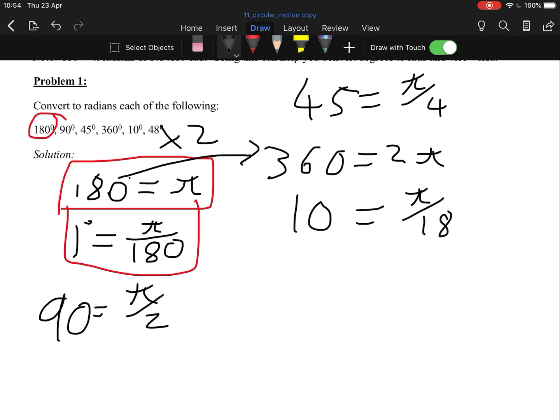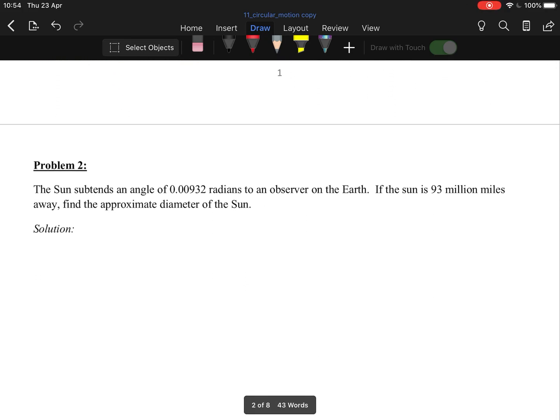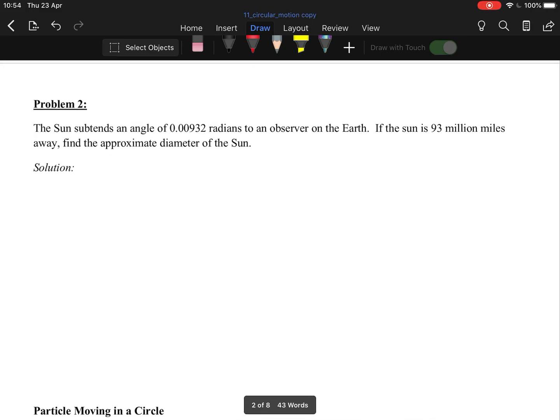So now we get out of it. You put pi divided by 180 times 10 equals pi over 18. And we have another one, 48. Pi over 180 multiplied by 48 should give you an awkward number of 0.838. Okay? Oh, don't forget your SI unit, rad. Fairly straightforward, but again, it's good to go through it because these are the kind of things that catch people out sometimes.